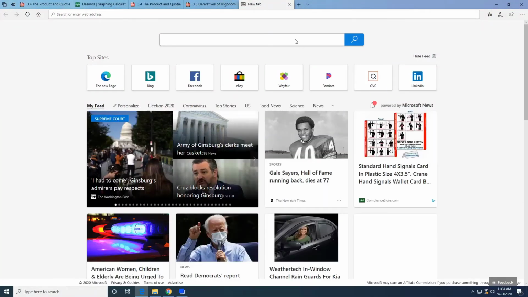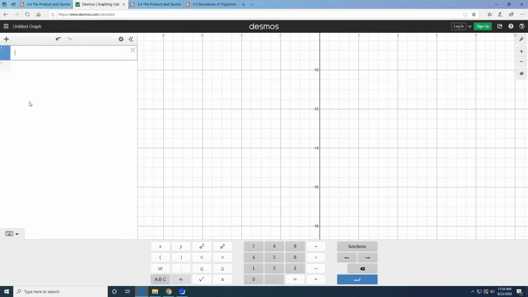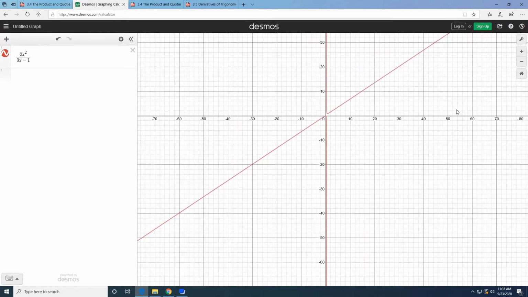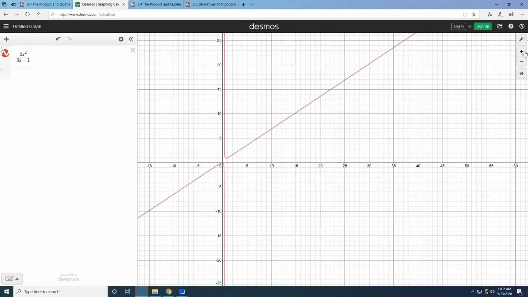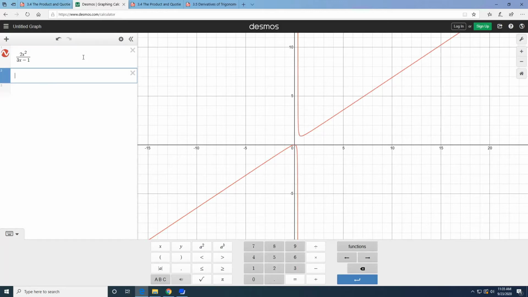You'll take your graphing utility. Let's see, it's already up there. And put the function in. So I'm going to say 2x squared divided by 3x minus 1. All right, so there is the function. It has a slant asymptote. So now let's graph our tangent line.